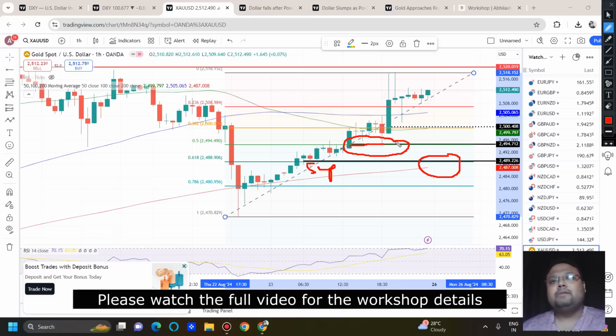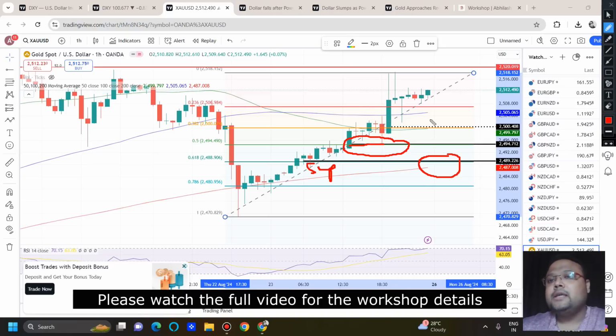So these are the two levels where we can look for support if the market comes down after the market opening, and we are looking for fresh positions. But on Monday, most of the time we see that there is not much volume in the market. The market is coming down, but the candles are very small or low in volume. In that case, the market may not come to the 2489, 2494 area.